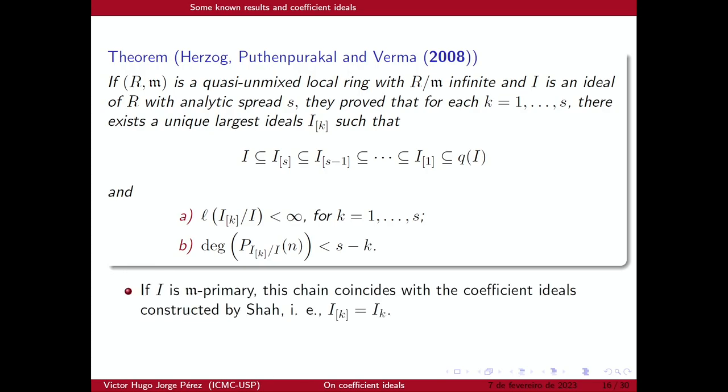Then they say, if I is m-primary, this ideal coincides with the coefficient ideal defined by Shah. It's the same in the case I is m-primary. However, it is not giving a structure for this ideal. Herzog, Puthenpurakal, and Verma proved that there exists a coefficient ideal, but not giving the structure of this ideal.